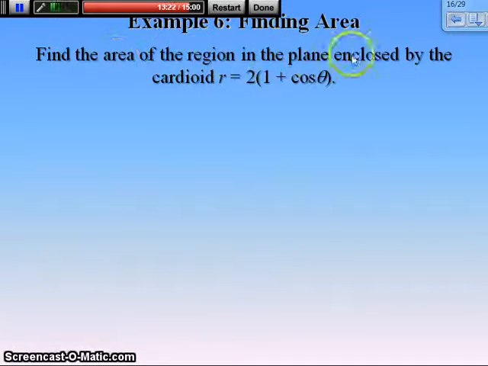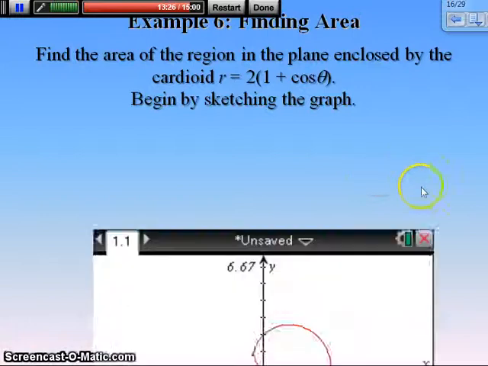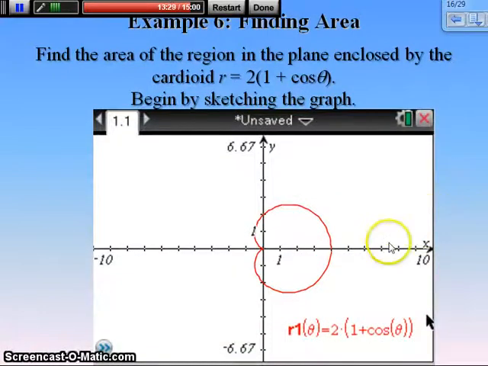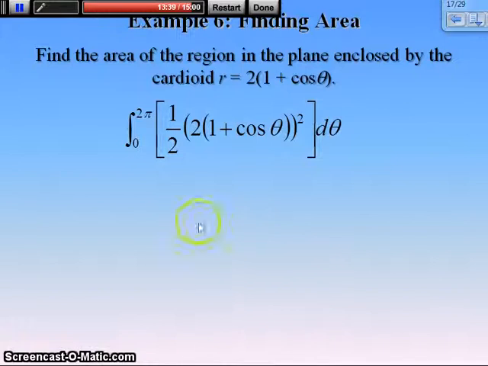Find the area in the region of the plane enclosed by the cardioid, this right here. So we'll start out by making a sketch. Go ahead and sketch that on your calculator. There's what we have. Our job is to find the area inside that curve. Now, we go 0 to 2 pi. How did I come up with the 0 to 2 pi?